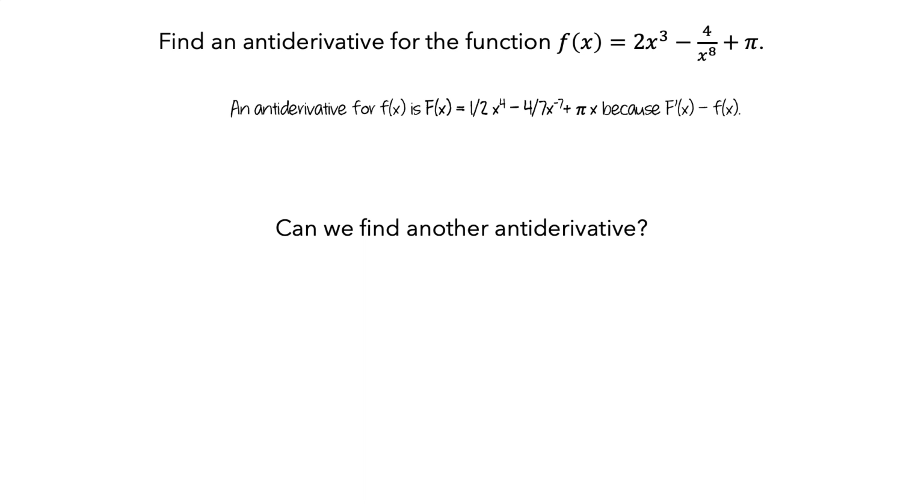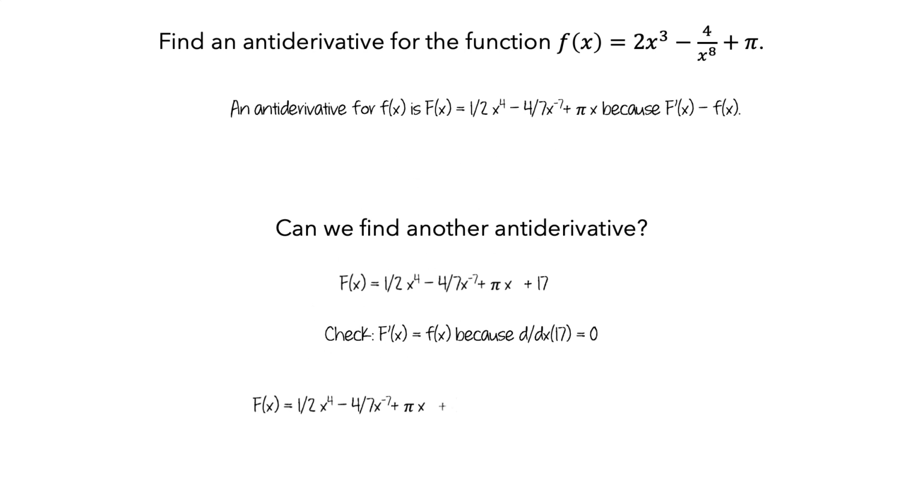It turns out that there are many other functions that are antiderivatives of little f. For example, start with the same capital F as before, and then add 17. We can check by computing the derivative of capital F, and we get little f, because the derivative of 17 is 0. There is nothing special about 17. So other antiderivatives of little f are capital F of x plus any constant c, where c is any real number. This leads to some adjustments to our antiderivative rules.